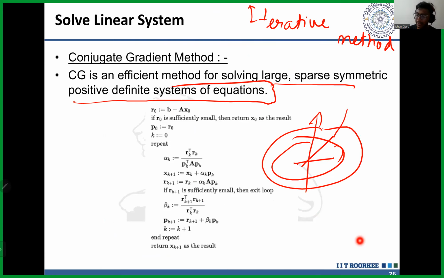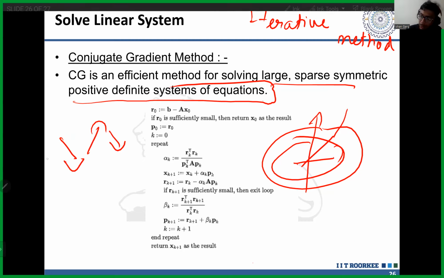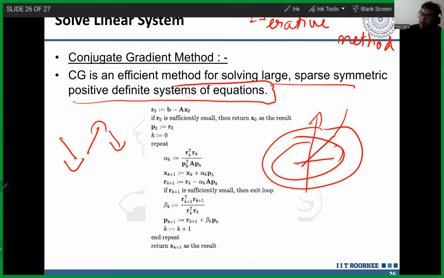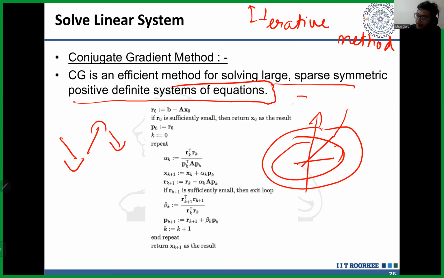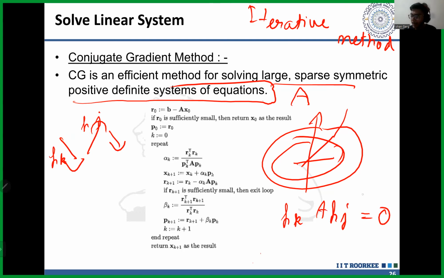But in the conjugate gradient method, the main intuition behind this is that every direction we move is conjugate with respect to the previous one. So what do we mean by that? Two directions are conjugate to each other with respect to the A matrix. Assume this is direction Pk, this is direction Pj. What we mean by conjugate is that Pk transpose A Pj is equal to 0. This is what we mean by conjugate.